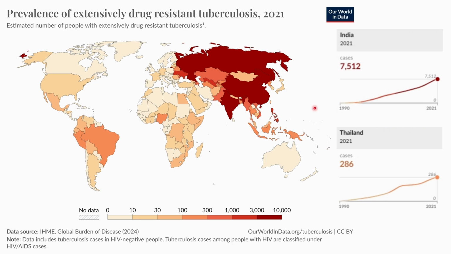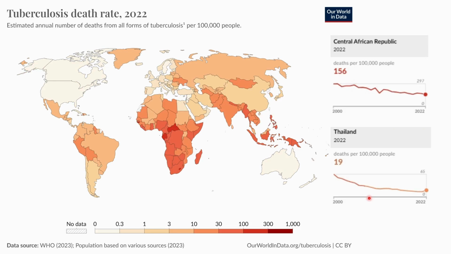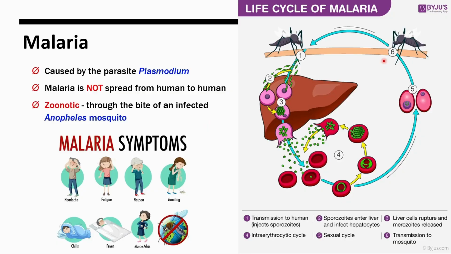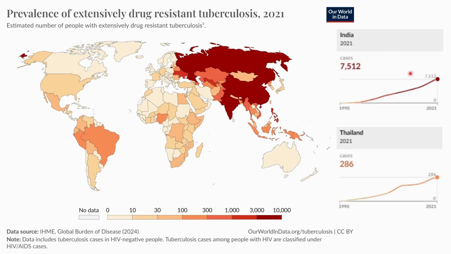And you can see it keeps increasing. You can see here the normal tuberculosis is in decline. But if you see the drug resistant tuberculosis cases, it keeps increasing, it's not declining. So this has become a serious issue.